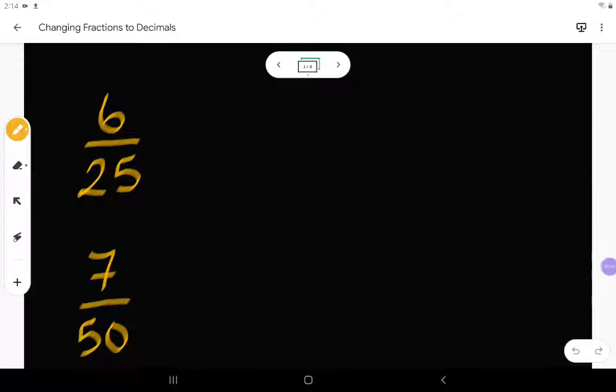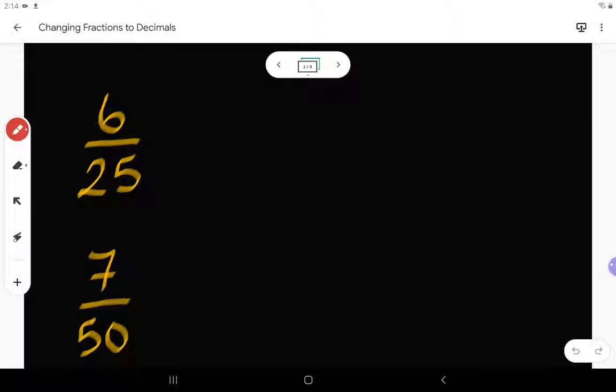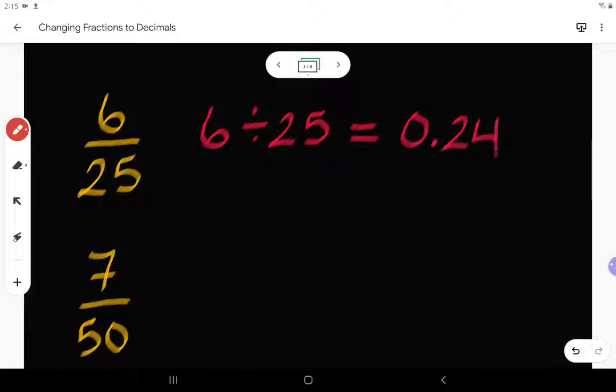Okay, so this one here, I've got 6/25. So all I'm going to do to take that fraction and turn it into its decimal is I'm going to take the 6 and then divide by the 25. So the line in a fraction means divide. So I type in 6 and then divide by 25, and that's going to give me 0.24 as a decimal, or 24 hundredths.